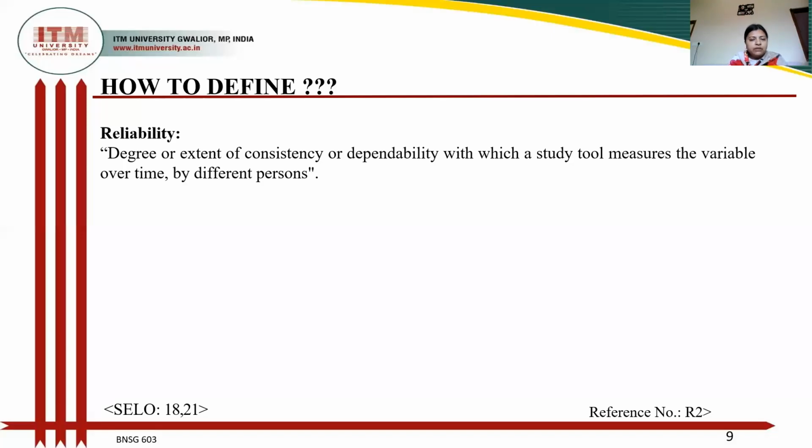With the same weighing machine, if we use it repeatedly and get the same consistent results, what do we call it? Reliable.